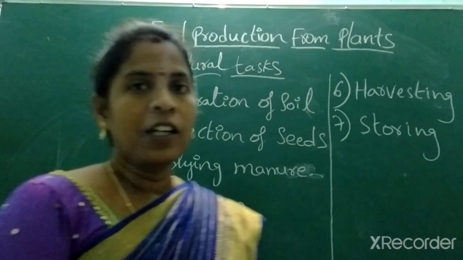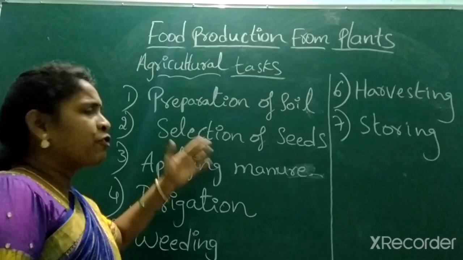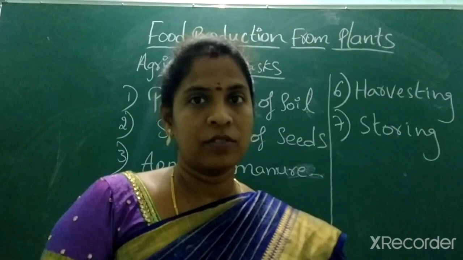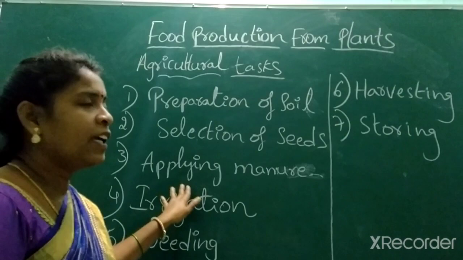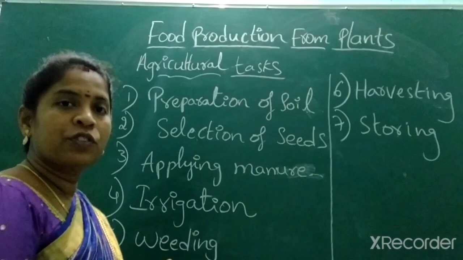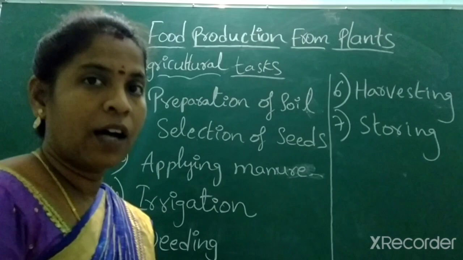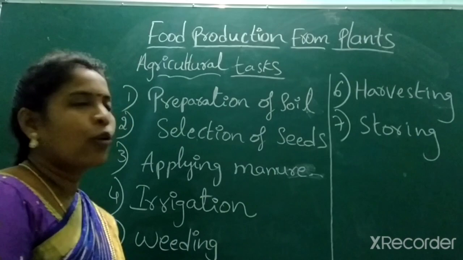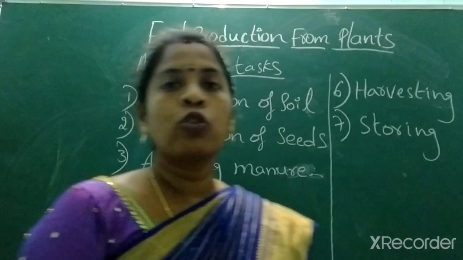Next, after making soil ready, we have to select the seeds, whether they are good or bad. Good seeds are to be chosen. And next, applying manure. What manure? Whether it's natural or artificial, to provide nutrients to the plants. Next, irrigation, providing water for the crops. Next, weeding. Weeding means unwanted plants are to be separated from the crop. And next, harvesting, cutting off the crop, and storing. So these are the methods followed by farmers to cultivate the crop.